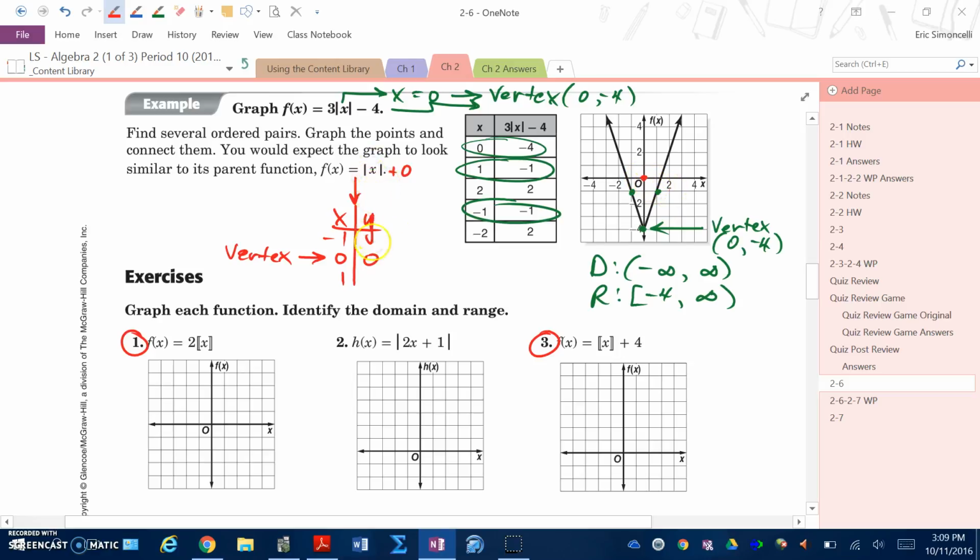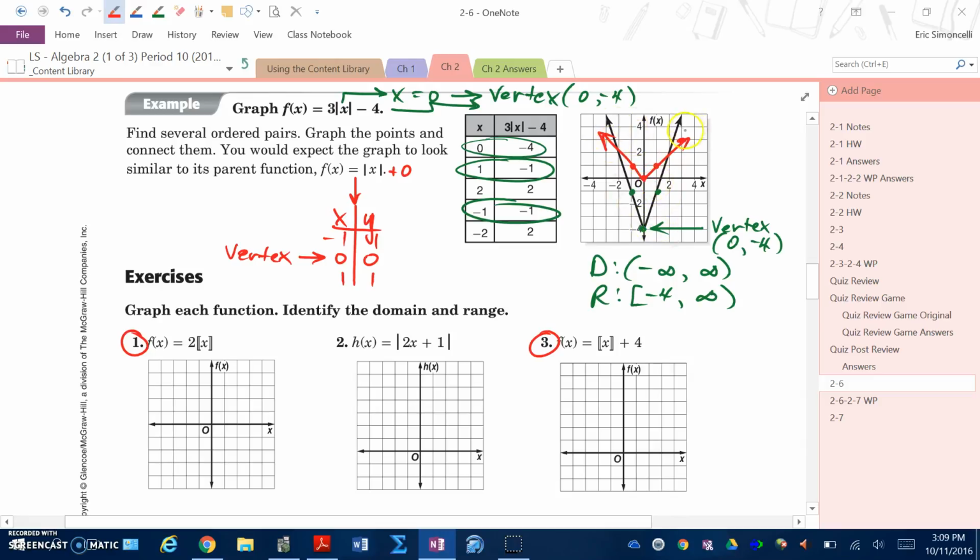Plug in negative 1, the absolute value of which is 1. Plug in 1, the absolute value of which, of course, is 1. So I plot those 2 additional points. I've got enough to finalize my parent function graph. And then we can make a couple of other statements on top of this.